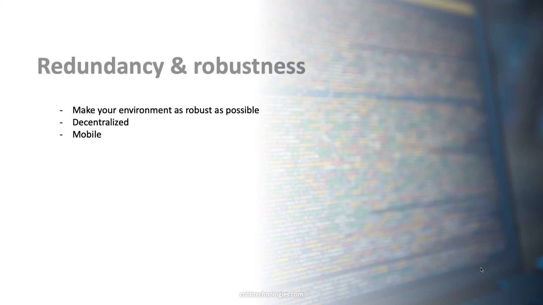Thanks, Jeff. So last thing that we're going to talk about is redundancy and robustness. Now, it's important to know that backups aren't the end-all be-all, and you need to make sure that your network is firstly robust. The simplest way to do this is to create an environment that runs in the cloud, which allows your organization to work in a decentralized fashion.